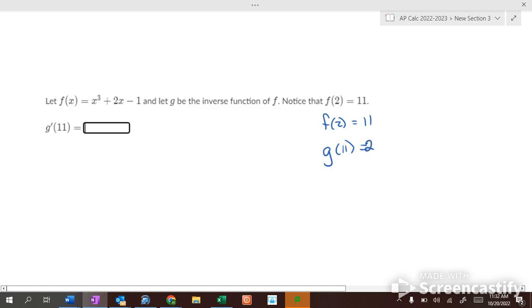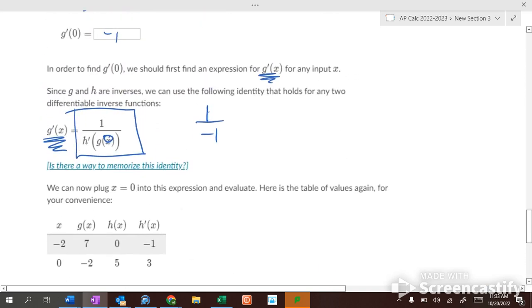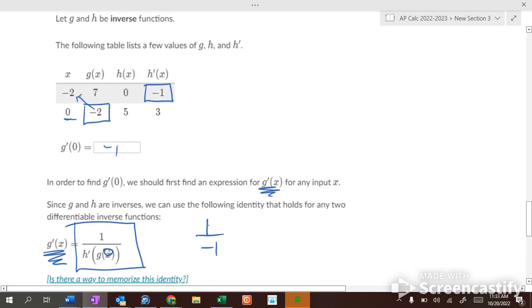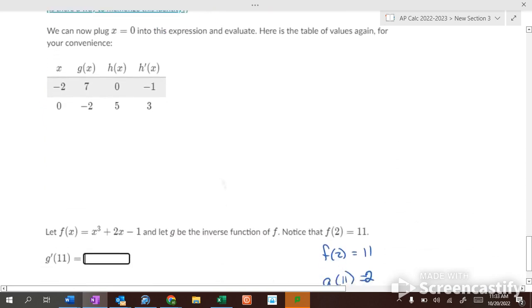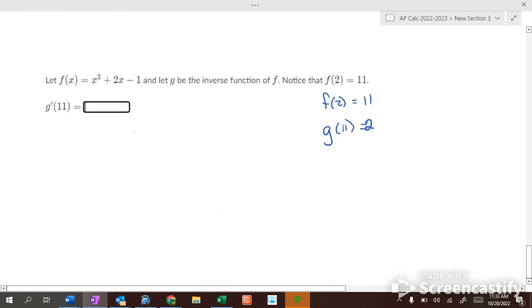Probably 2. Now, if we're doing first derivatives, g prime of 11, if we look back at our little cheat sheet, g prime of the number is 1 over f prime of g of the number. So it'd be 1 over f prime, f of g of 11. So what's g of 11, did we say? 2. So it would be the first derivative of f at 2.